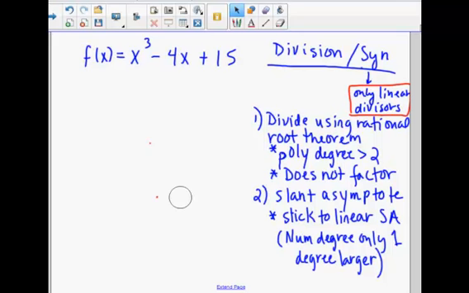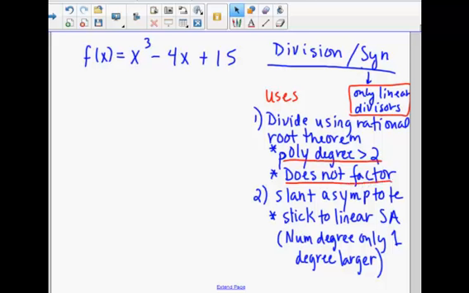So just be aware that synthetic division is a nice, good shortcut, but it doesn't work for anything but linear divisors. The uses are, number one, when you need to divide for the rational root theorem, and that's when you have a polynomial whose degree is greater than 2, it's bigger than a quadratic, and it does not factor.